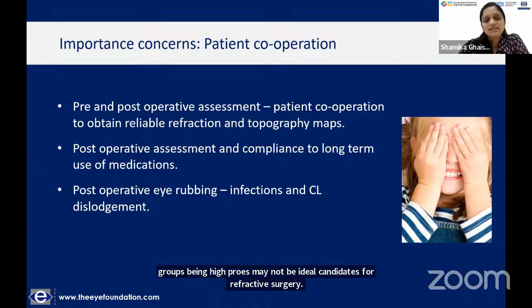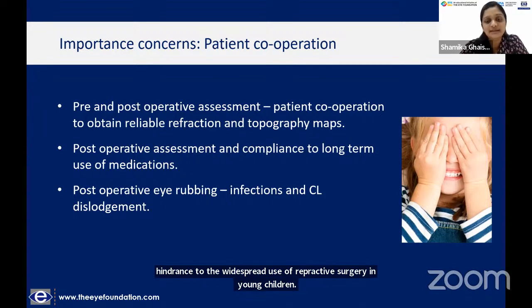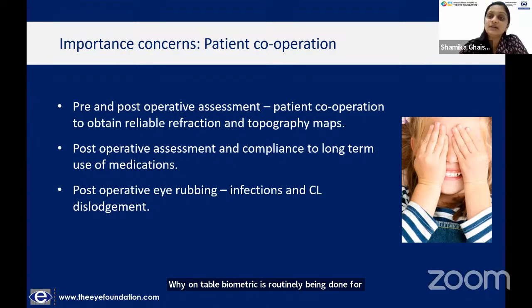Now coming to some general considerations with refractive surgery in children. Patient cooperation is a practical hindrance to the widespread use of refractive surgery in young children. While on-table biometry is routinely being done for pediatric cataract surgeries, we still need some technological advancement until we can take topography maps under general anesthesia. Also in children, it is difficult to obtain reliable topography maps preoperatively, ensure compliance to medications postoperatively, and there is a higher incidence of infections and contact lens dislodgement in the post-op period due to eye rubbing in children.